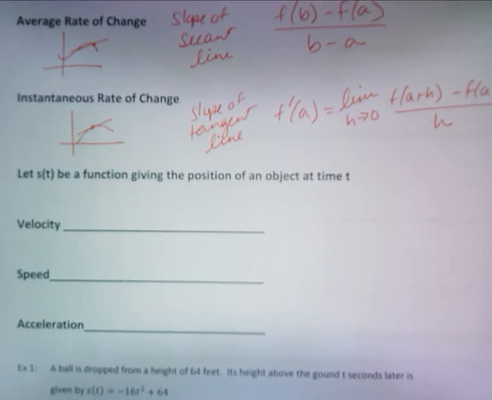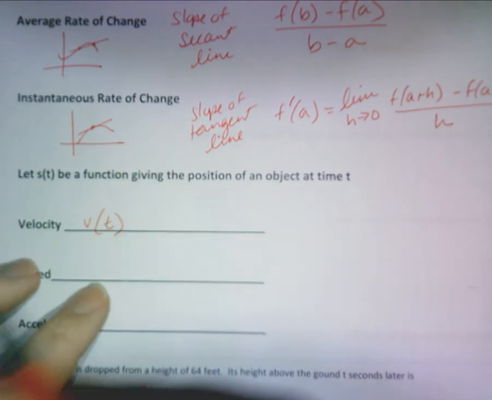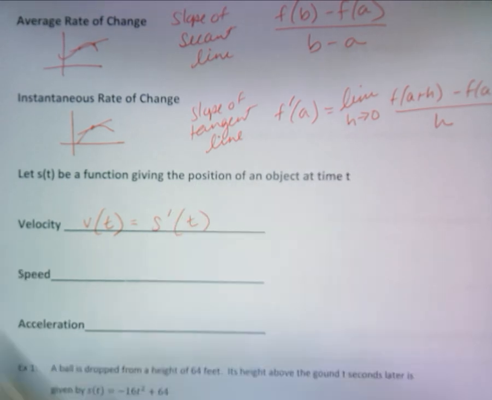So we're going to let s of t be what's known as a position function. Your s of t is your position function of an object at a time t, t usually being seconds. Your velocity, which we call v of t, is very easy. It's the first derivative of your position function. That's all it is. Your velocity is the first derivative. The rate at which the object is going is increasing or decreasing at a certain moment in time. That's what your velocity is.